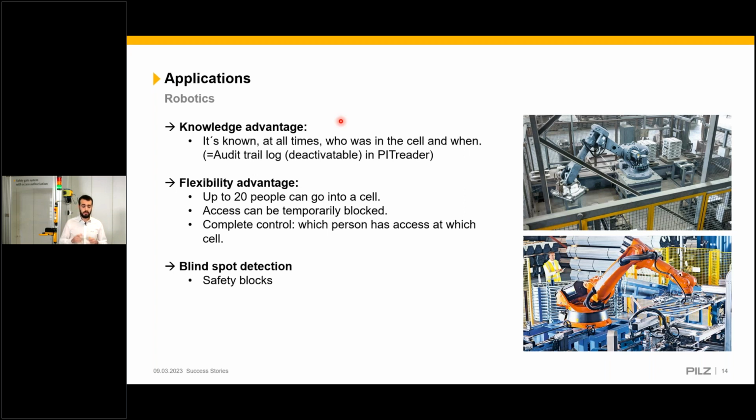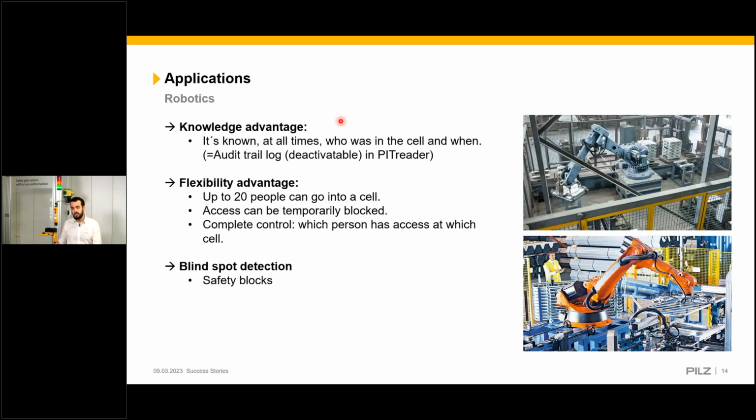Okay, then we have the flexibility advantage. As mentioned before, we can track up to 20 people in a safe list, and this means that it's completely flexible. So it doesn't matter, unlike in the mechanical trap key systems.